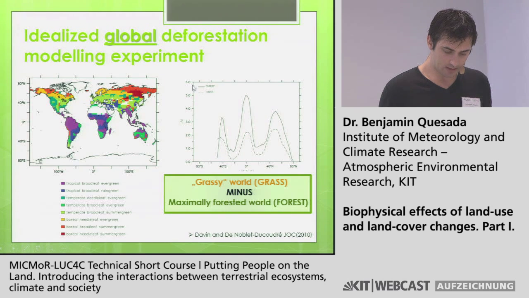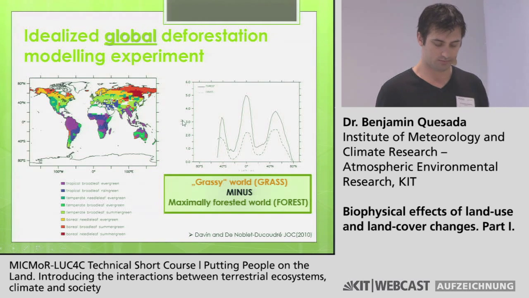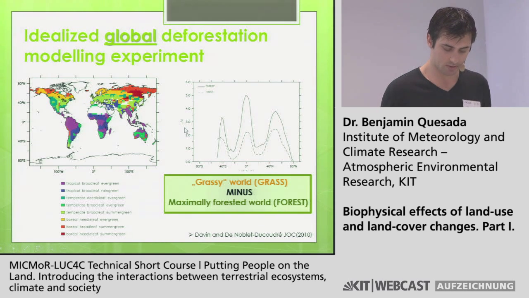So you can see here the changes in leaf area index, which is basically the leaf area per ground area unit. So in the case of forest, you have large LAI, especially in the tropical forests. And it's dramatically decreased when you put grass instead. And in general, the LAI is diminishing.